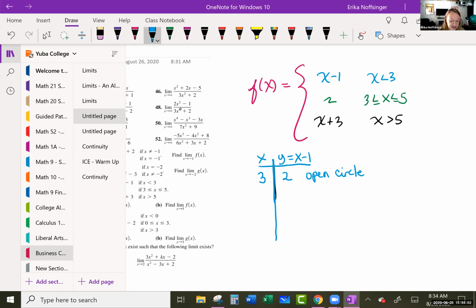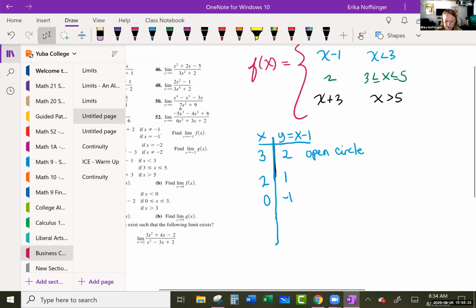I usually make a note to myself to remind myself this is an open circle here. Now I want to choose numbers that I could use in this x minus 1, so it has to be numbers less than 3. I know this is a linear line, so you could use some of the information by graphing it that way. I know my y-intercept is -1 and my slope is 1, or you can just plot points. A number less than 3 would be 2, and 2 minus 1 is 1, so I have a point at (2, 1). If I plug in 0, 0 minus 1 is -1. Knowing the shape of that piece of the graph is helpful.